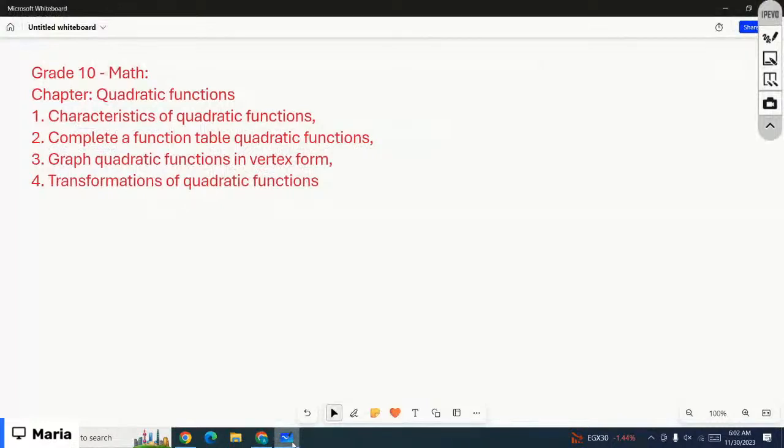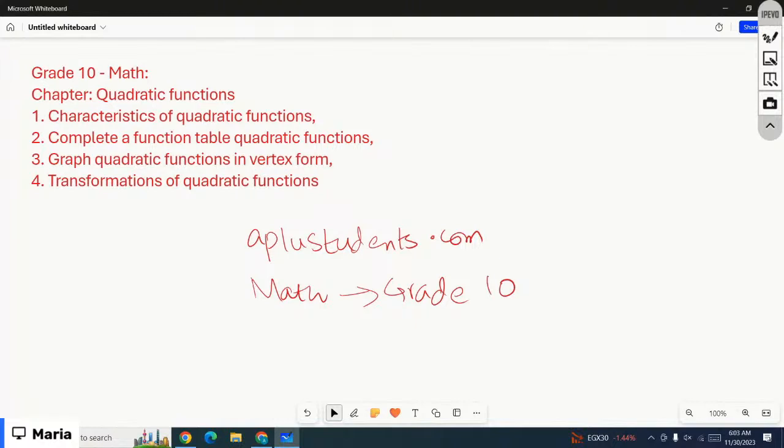We are here for grade 10 math. So you can find all the lessons on aplusstudents.com. You have to log in there using your email address and password provided by the administrator. Then you have to select math from the subject tab. Scroll down to grade 10 and then click on view all lessons. There you can find a list of the chapters.